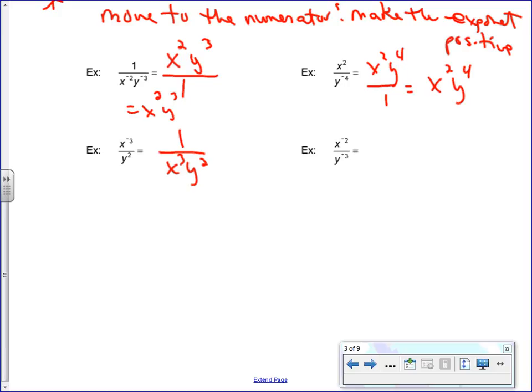Okay? So what does the negative exponent tell us to do? Move it. Positive exponent, don't move it. All right, take a look at this next example. Do I move the X? Yes. Do I move the Y? Yes. And there's our answer. Okay?